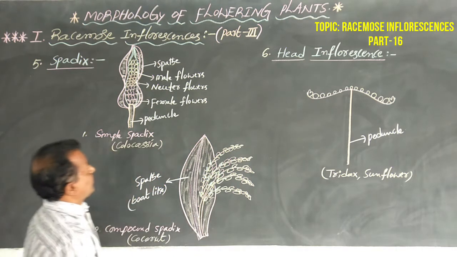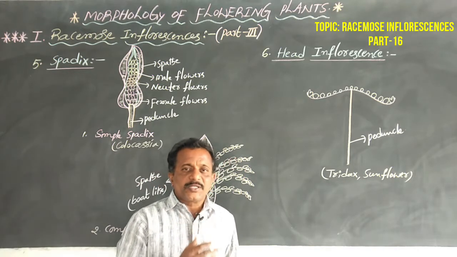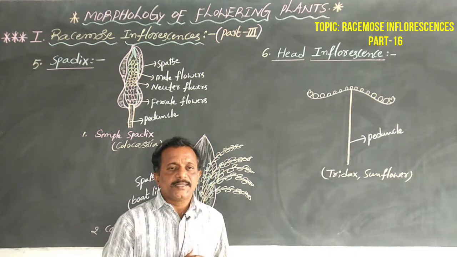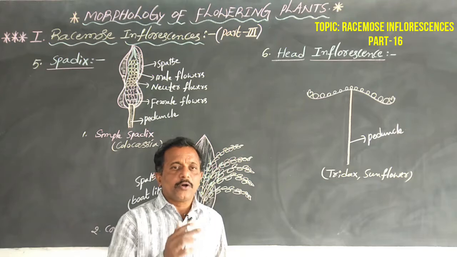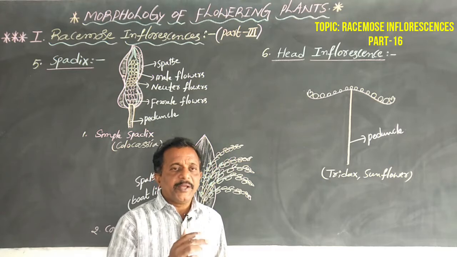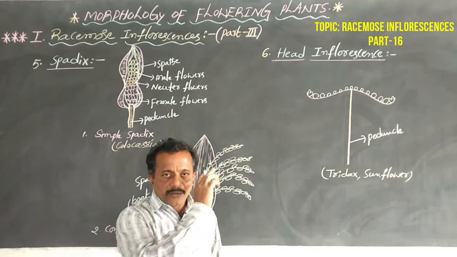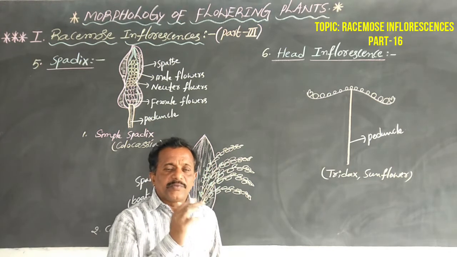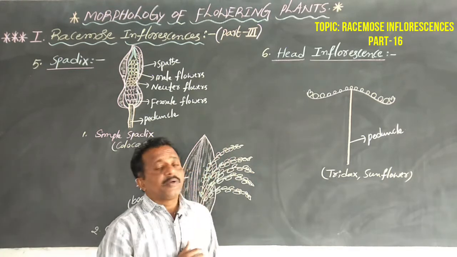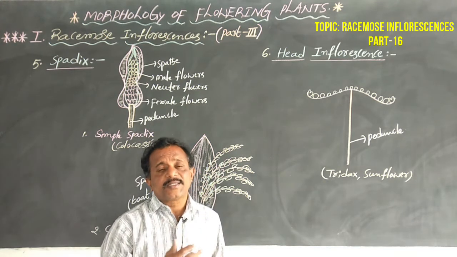Dear students, three types of racemose inflorescences have pedicellate flowers: raceme, corymb and umbel. The remaining three types, that is the fourth type spike, the fifth type spadix, and the sixth type head inflorescence, all have sessile flowers.